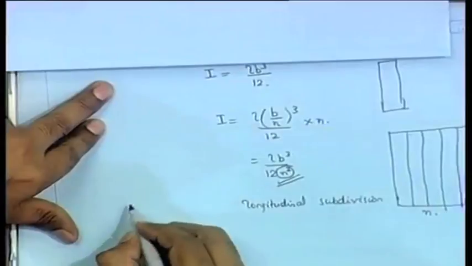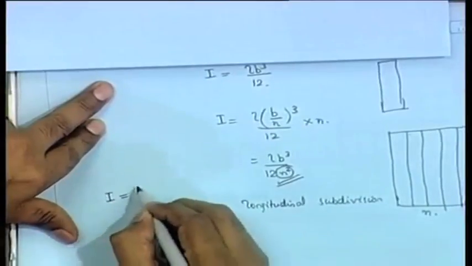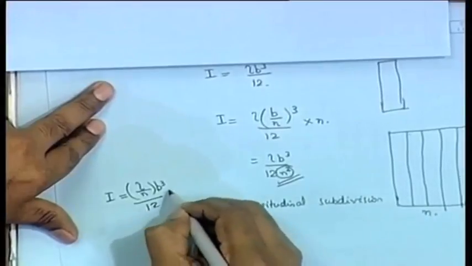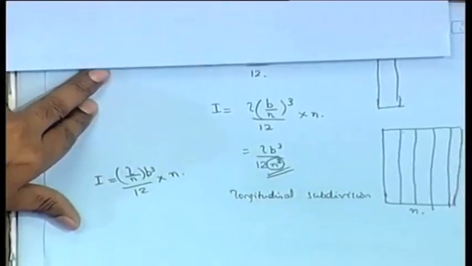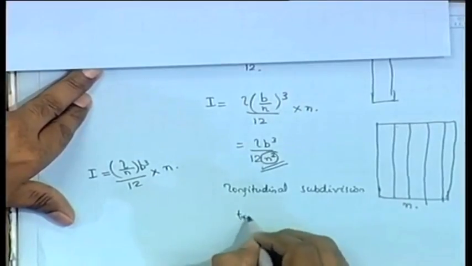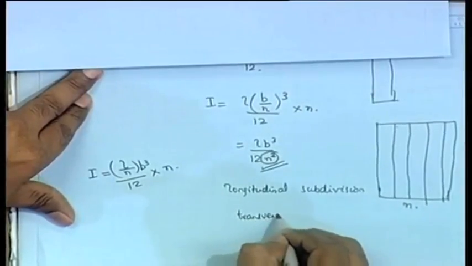Now what will be the case if I divide the tank like this, transverse? What will happen? No change, sir. There is no change, exactly. It is because I will become L by N into B cube by 12 into N, right? It becomes the same thing. So there is no point in transverse subdivision. This is called transverse subdivision.